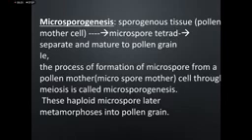This microspore tetrad later separates and matures into pollen grains. The process of formation of microspores from a pollen mother cell, the microspore mother cell, through meiosis is called microsporogenesis. Remember, the process of formation of microspores from a pollen mother cell through meiosis is called microsporogenesis. This haploid microspore later develops into a pollen grain.